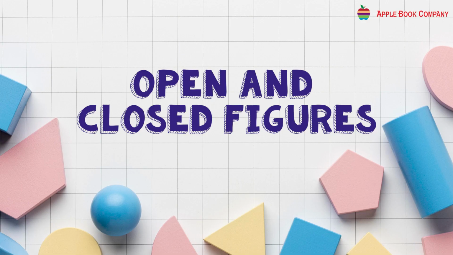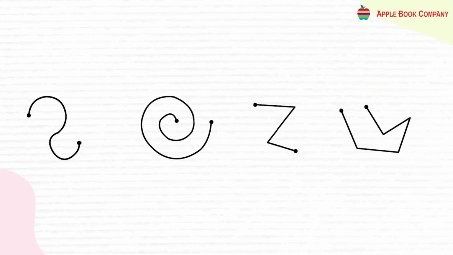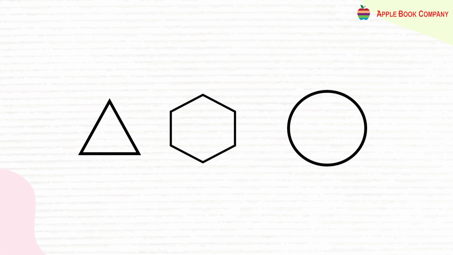Open and closed figures. In some figures, the starting and ending points do not meet. They are called open figures. They do not enclose any area. Examples: you can see these. In some figures, the starting and ending points meet. They are known as closed figures. They enclose a specific area. The examples are: all these pictures have closed ends.